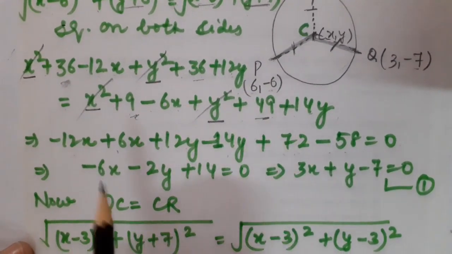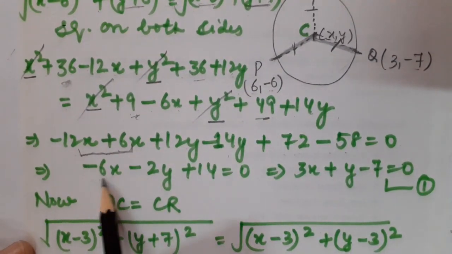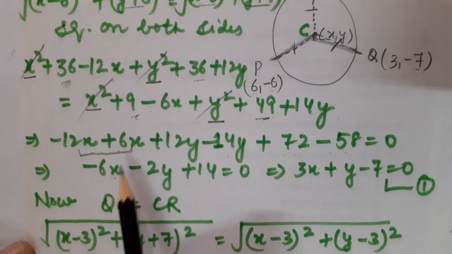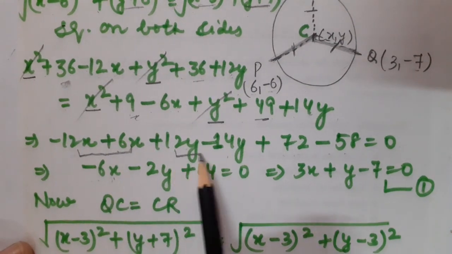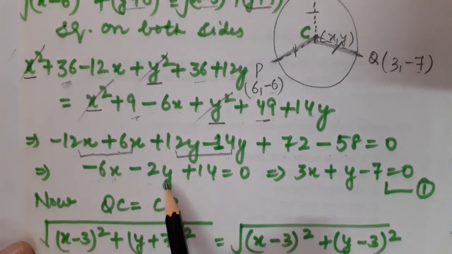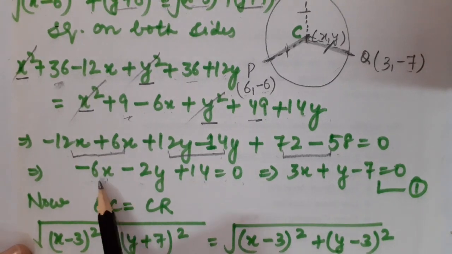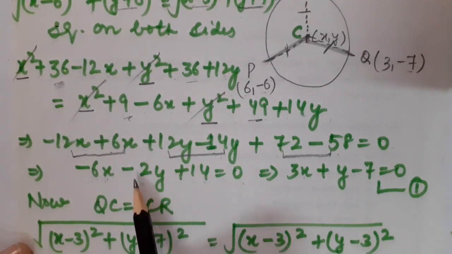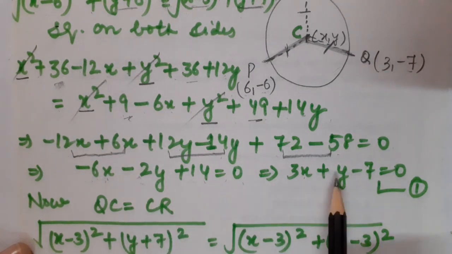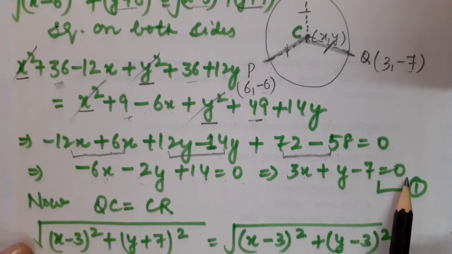Let us simplify it. Minus 12x plus 6x, that is minus 6x. Here this is minus 2y and 72 minus 58, that is plus 14 is equal to 0. Take minus 2 as common. You will be getting plus 3x, because I have taken minus common along with 2. This is plus y minus 7 is equal to 0. Let it be equation number 1.